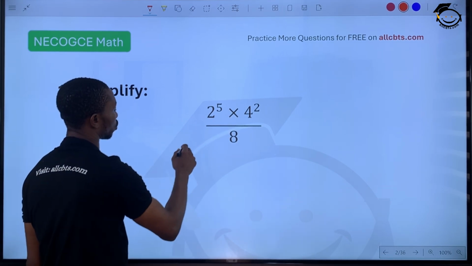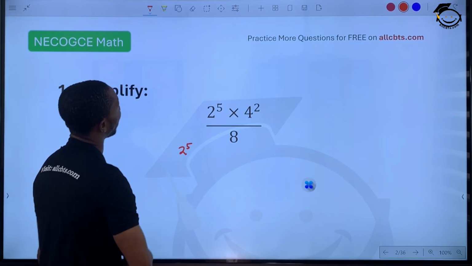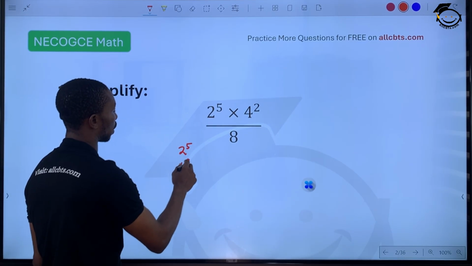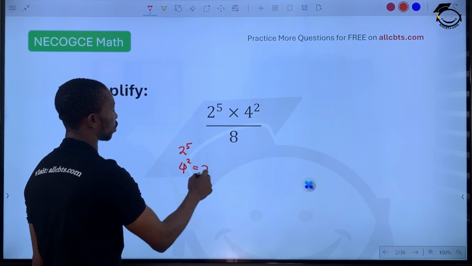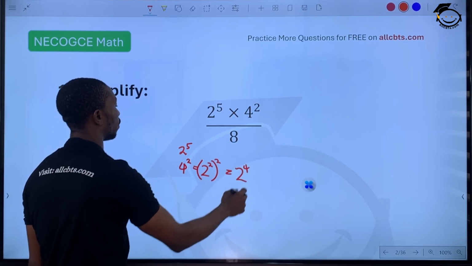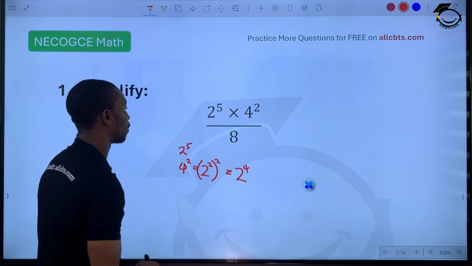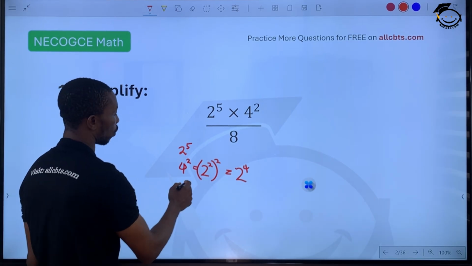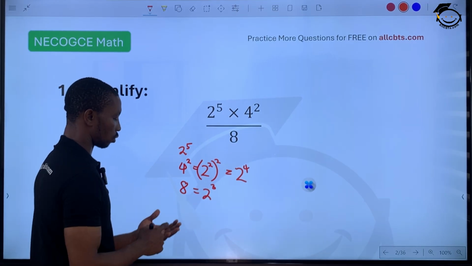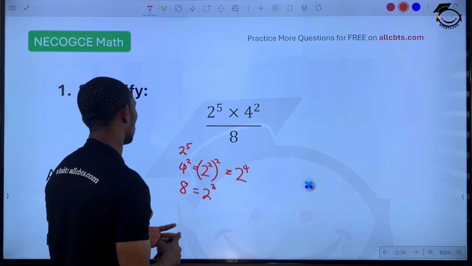For 2 raised to the power 5, we have that already. Then for 4 raised to the power 2, 4 is 2 raised to the power 2. Now applying the power law gives 2 raised to the power 4, 2 times 2 to make 4. While 8 is 2 raised to the power 3. So 2 times 2, 4, 4 times 2, 8.